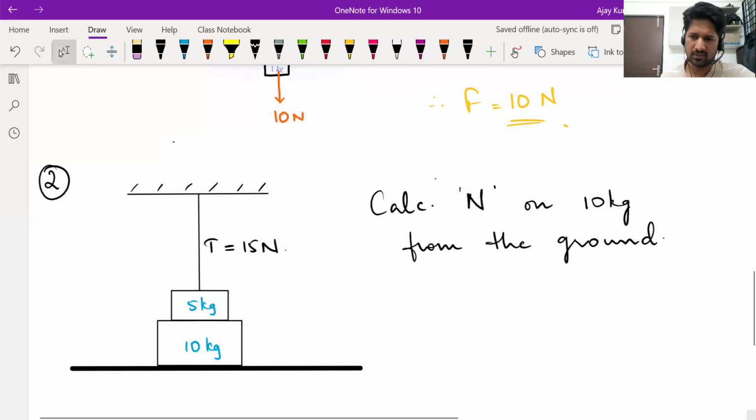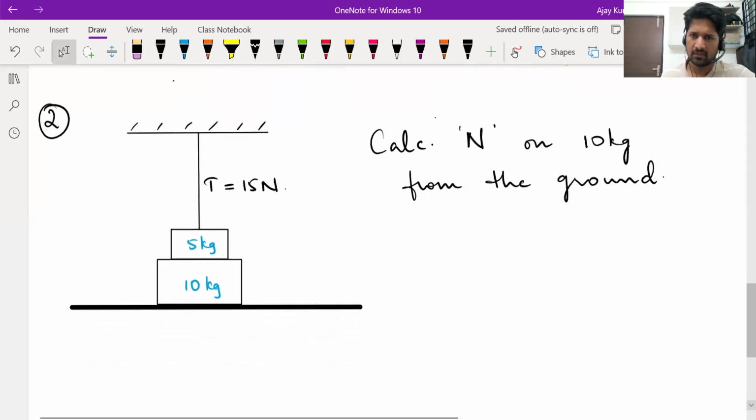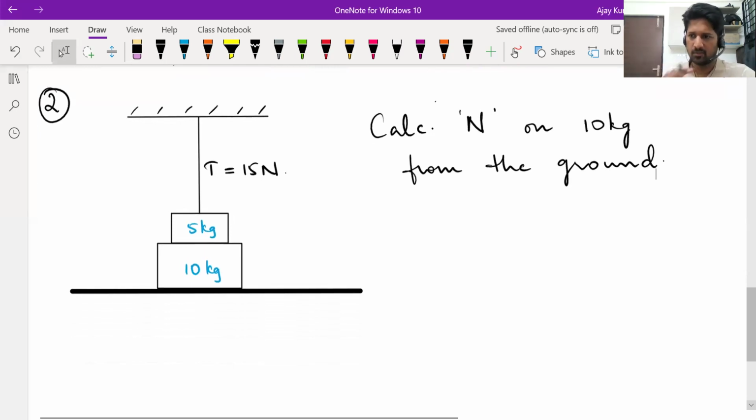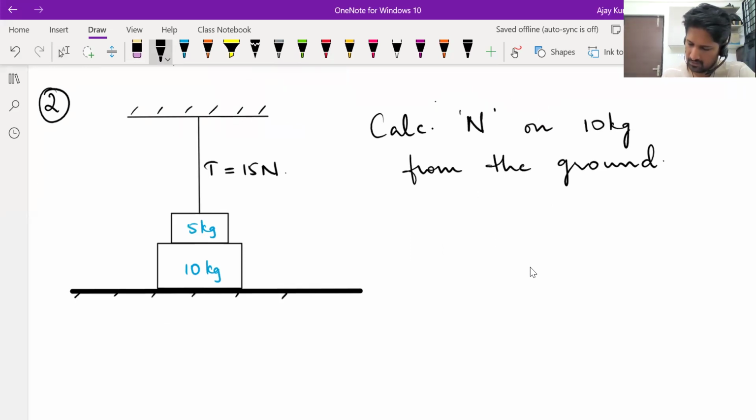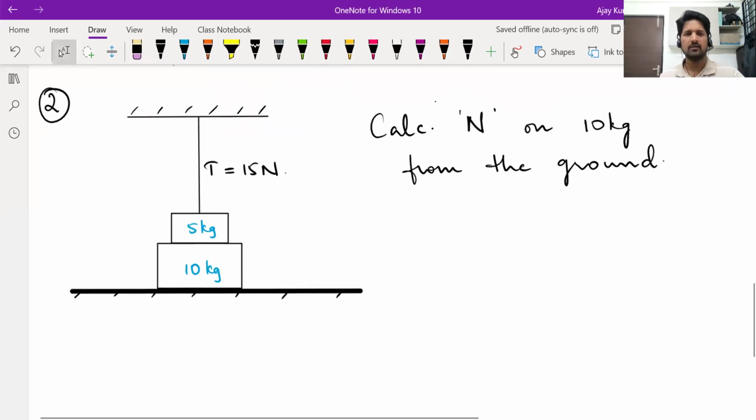Actually, in exams, if they want to ask this question, they can place a weighing machine below the 10 kg block. They'll ask what the reading of the weighing machine is. That way, they'll also be testing your knowledge of whether you know what a weighing machine measures. Can one of you quickly tell me what a weighing machine measures? Normal force, sir. The normal force between the object and the machine. Okay, so here I have asked you directly. Solve this, all of you. System is in equilibrium.